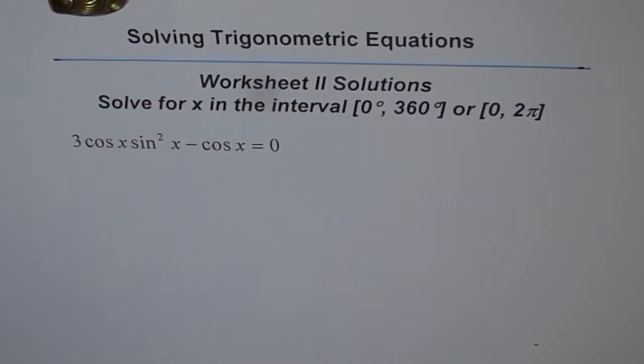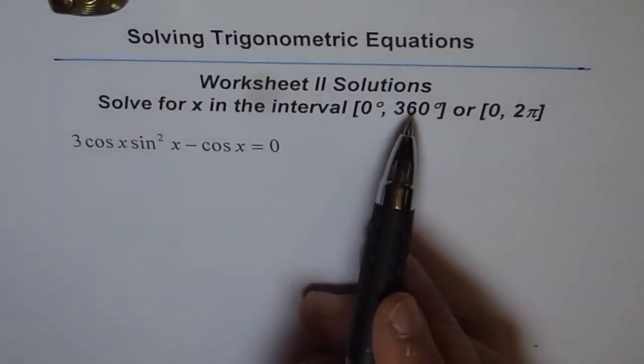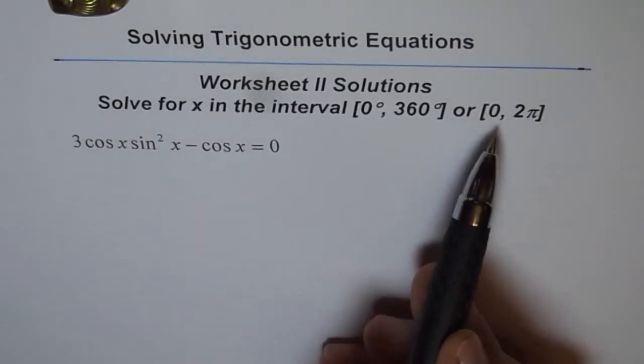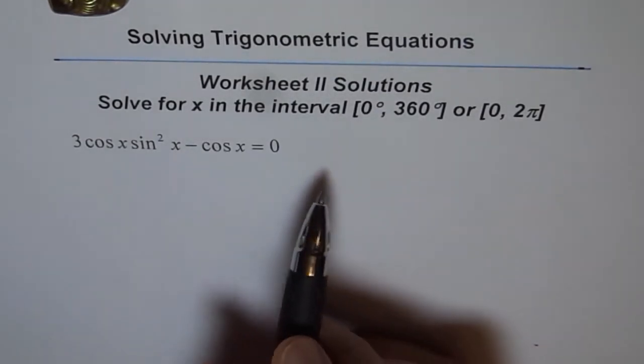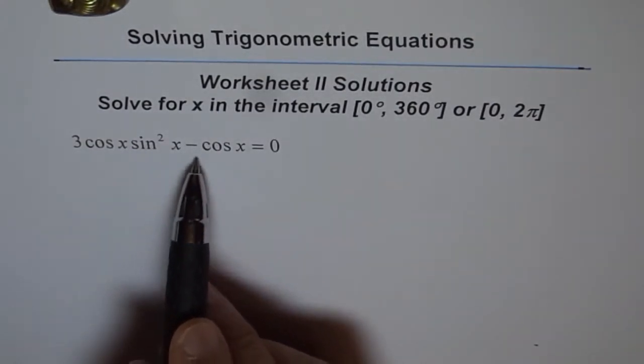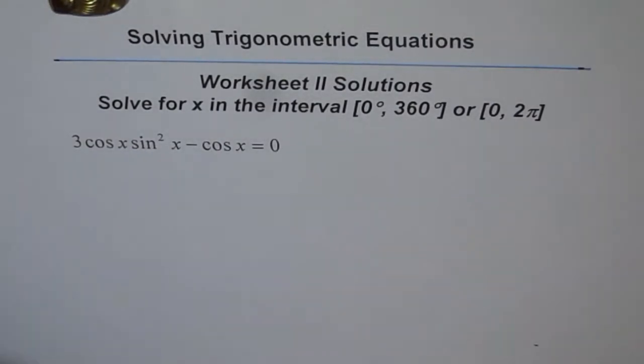Solving trigonometric equations, worksheet 2 solutions. Solve for x in the interval 0 to 360 degrees or 0 to 2 pi. The equation given to us is 3 cos x sin squared x minus cos x equals 0.